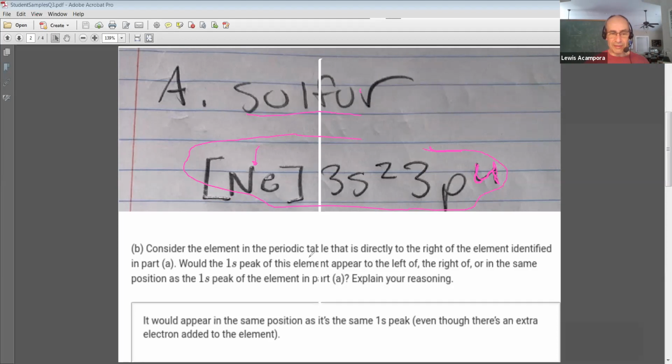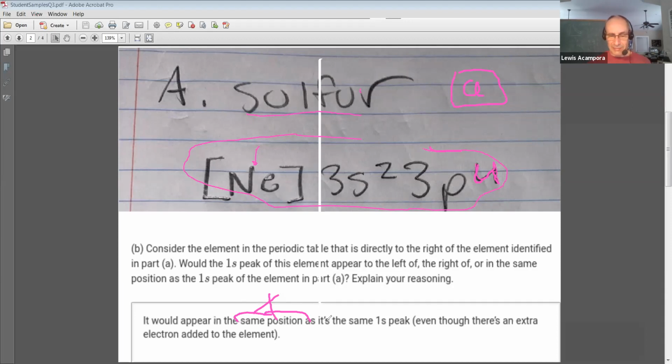Unfortunately, there was nothing earned in part B because they say the same position, and even if they were talking about sulfur and the element to the right of sulfur, which on the periodic table would be chlorine, it doesn't really matter what element was chosen for part A, unless a student put a noble gas for part A, in which case I don't know what would happen because there is no element to the right of the noble gas on most periodic tables. But once you say the same position, that's not going to earn credit.